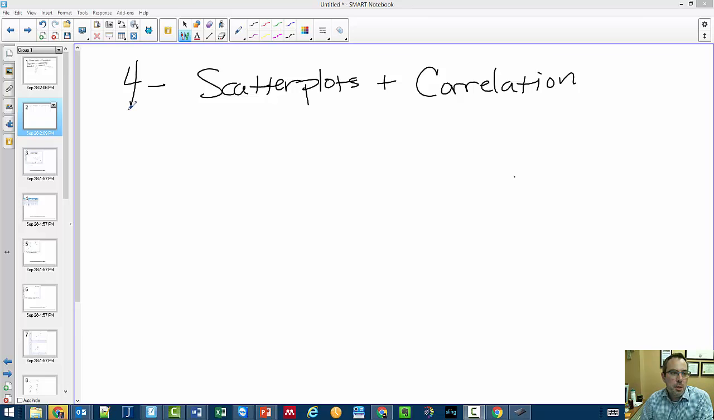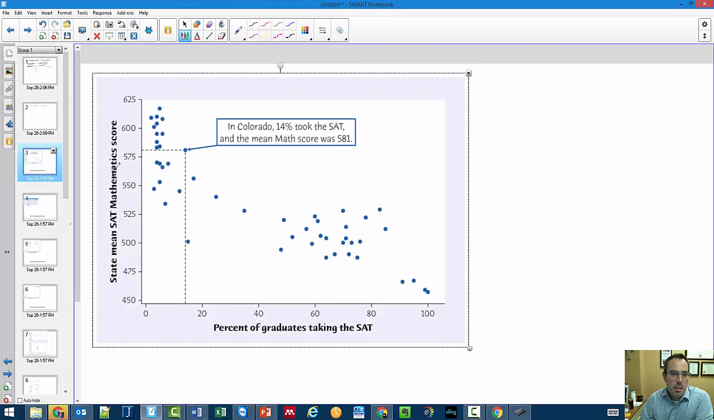Hey everyone, this week we're going to be taking a look at Chapter 4 in your text, which deals with scatter plots and variation. And just as an example, here is a scatter plot, just so that you can see what it's going to look like. And we've got data. This is talking about the percent of graduates who take the SAT and the state average of SAT mathematics scores. So here in Colorado, 14% of their graduates took the SAT and their average score was 581.